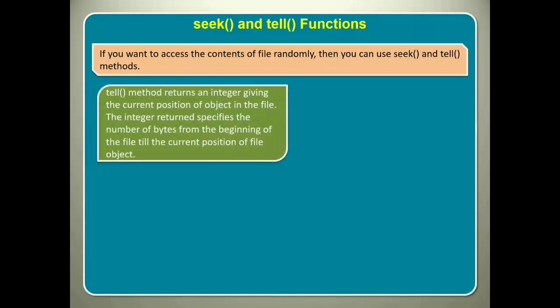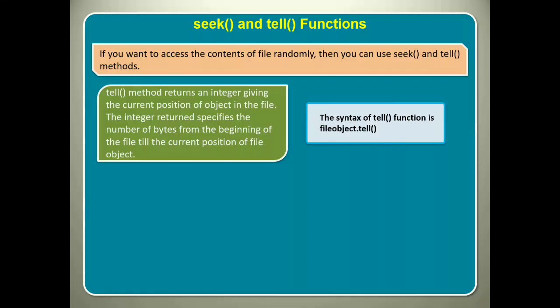Tell method returns an integer giving the current position of the file object in the file. The integer returned specifies the number of bytes from the beginning of the file till the current position of the file object. The syntax of tell function is fileobject.tell.